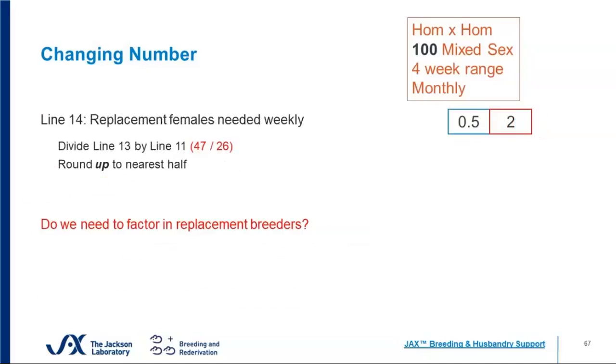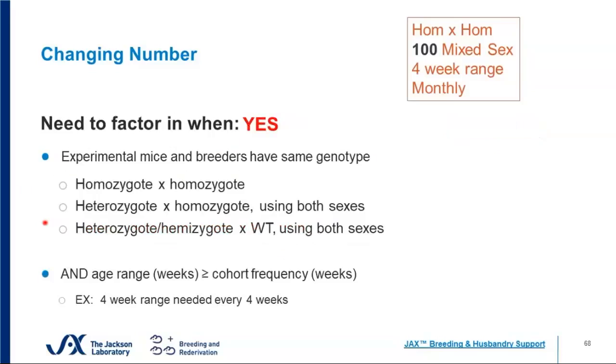But let's look at our replacement females. So we take that 47, divide it by 26, round up to the nearest half. That would give us 2. So we're looking at replacing 2 females every week. We're going to have to factor them in because we're breeding home by home to get homes. They have the same genotype. And our breeding range and age is equal to our cohort frequency in weeks.